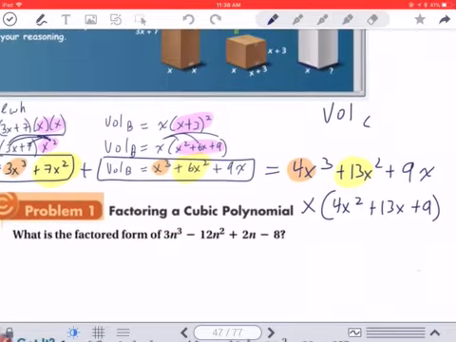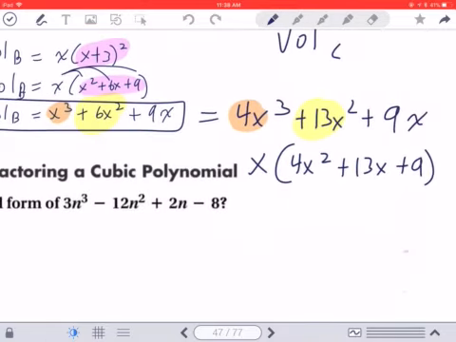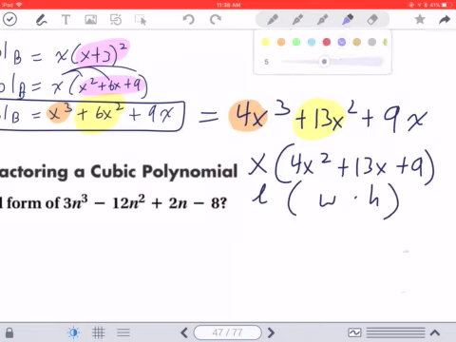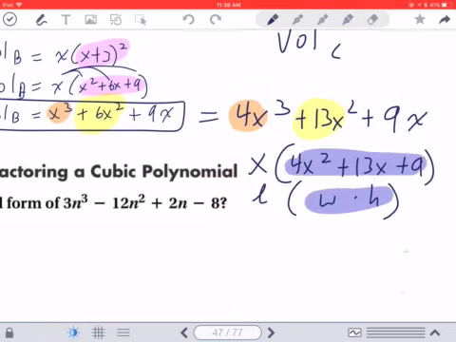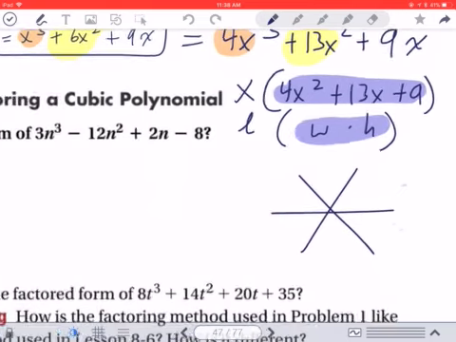Okay, and I still don't know the dimensions. Maybe this is going to be the length. This could be the length. And now I need to find the width and the height. So the width and the height would be in here in the purple. Okay, so we learned how to do that. We have to factor that using the x method with a horizontal line there, or star method, whatever you call it.